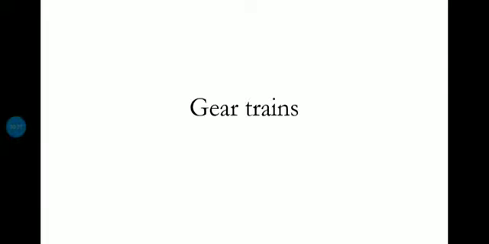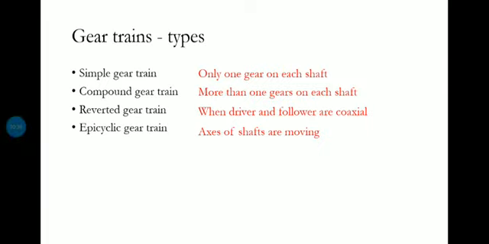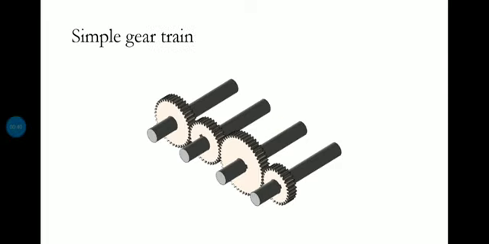Now we will go through the velocity analysis, that is our kinematics part, velocity analysis of gears. So we will go through gear trains. First, types of gear trains. So this is the first type, simple gear train.